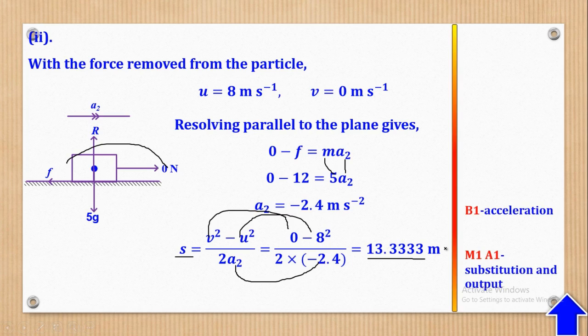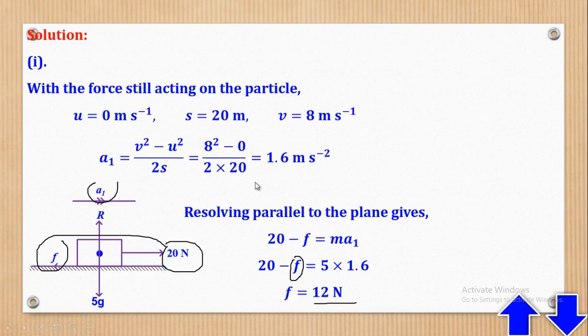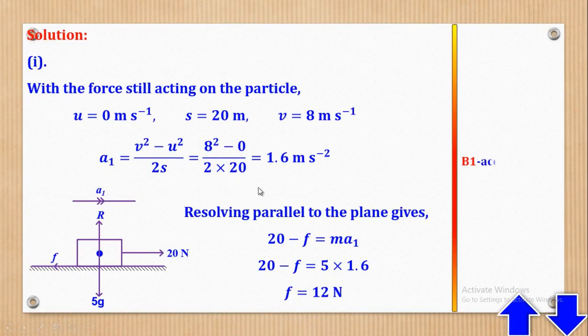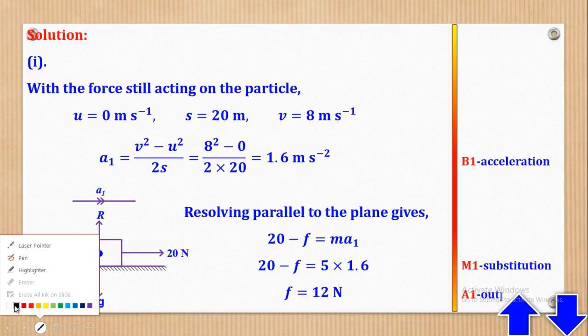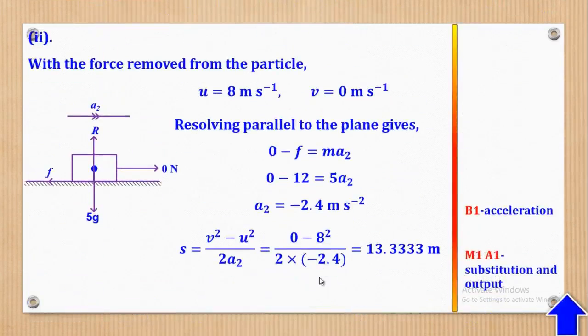But before we award marks for this slide, let's look at the first slide because marks were not awarded. For this slide, B1 was for acceleration, M1 for substitution, and A1 for output. Then for this slide also, B1 for acceleration, M1 for substitution, and A1 for output. So basically that's how the 6 marks could come about.